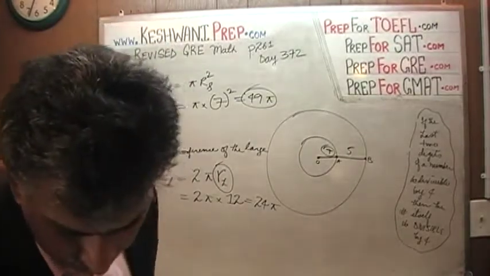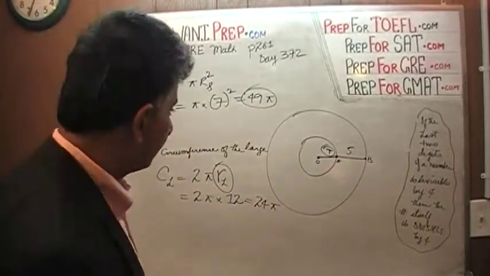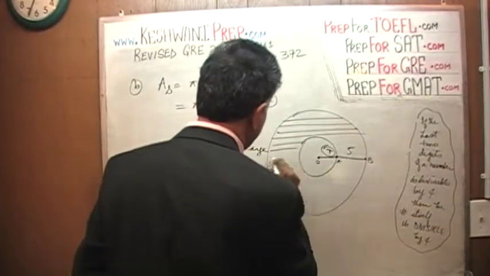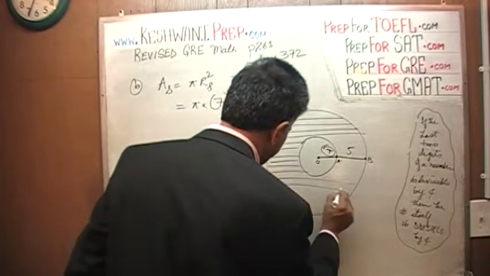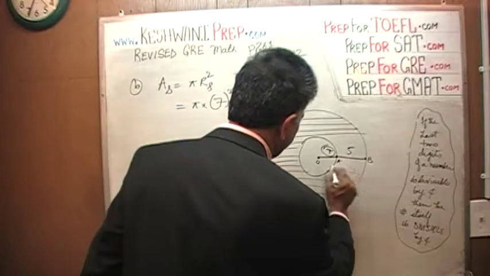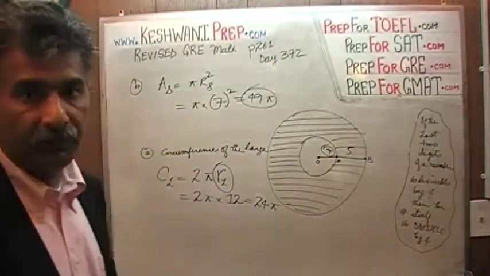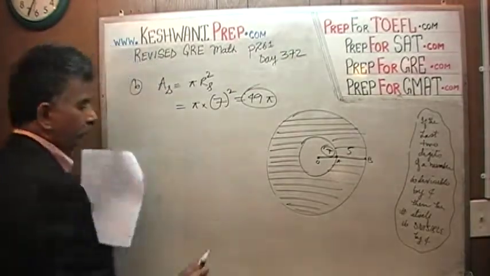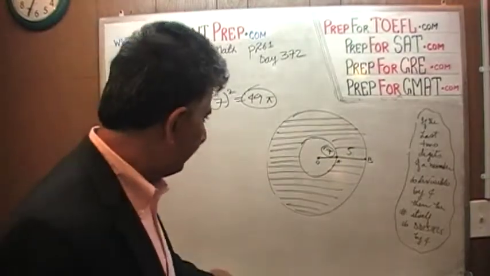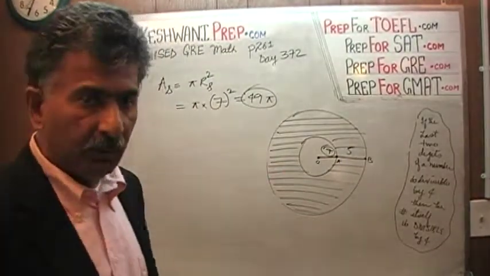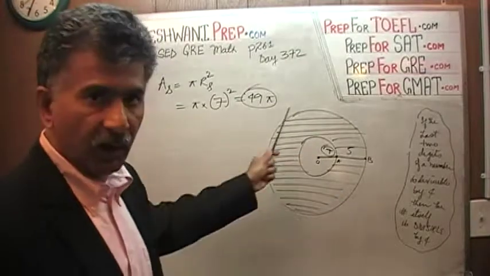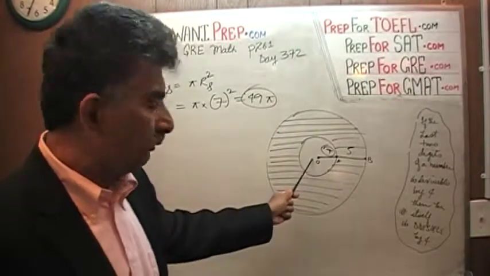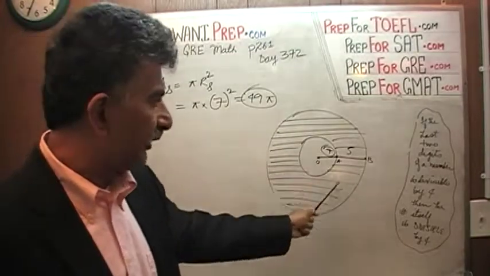Let's move on then. In part C, they're looking for the area of the shaded region. The area of the shaded region is this guy right here. They're looking for the area of the ring. Let's find out the area of the ring, shall we? In order to find the area of this ring, we have to know the area of the small circle and the area of the large circle. We're going to take the area of the large circle and subtract the area of the small circle. And that's going to give us the area of the ring.